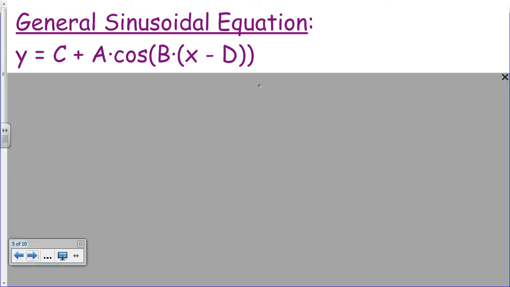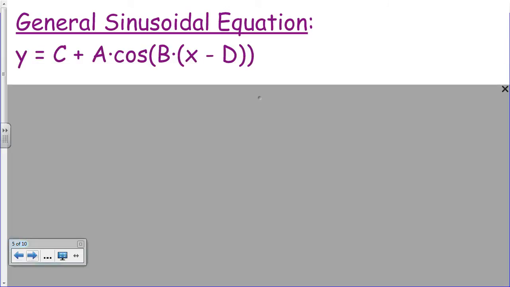All right, so let's take a look at our general sinusoid. Now, you can write this in terms of sine or cosine. We're going to do this in terms of cosine, and I would suggest that you do that as well. But we have y is equal to c plus a times the cosine of b times (x minus d). Okay, now the a, b, c, and d there all represent translations and dilations.